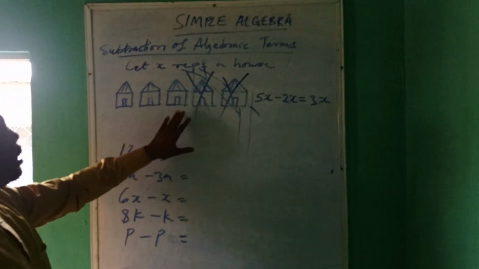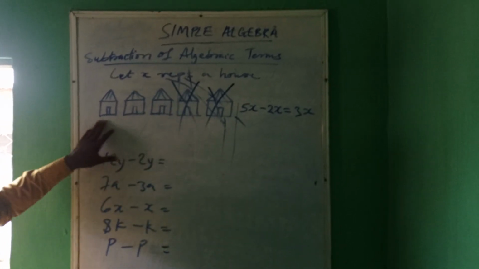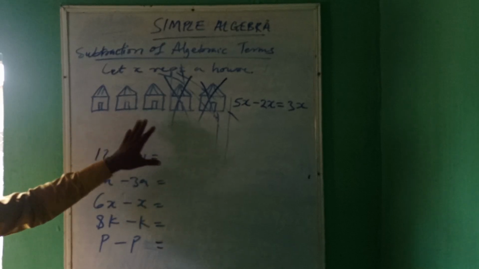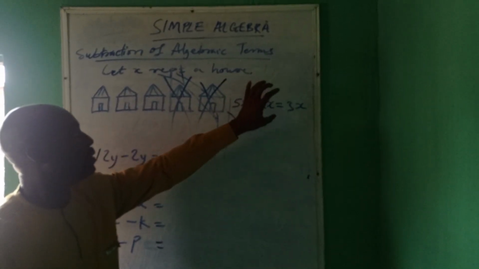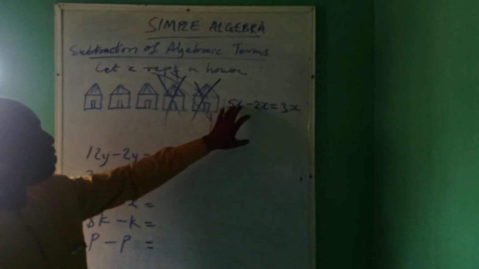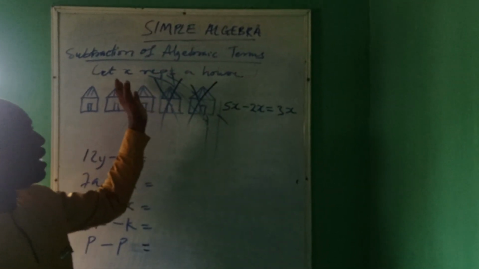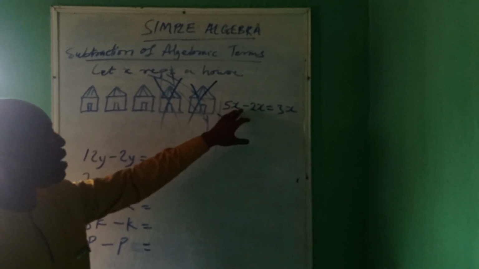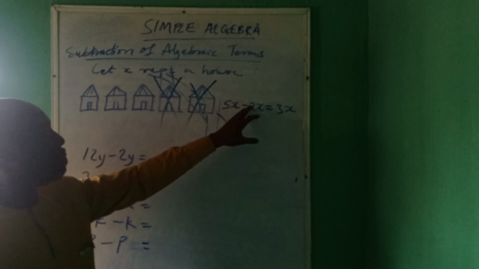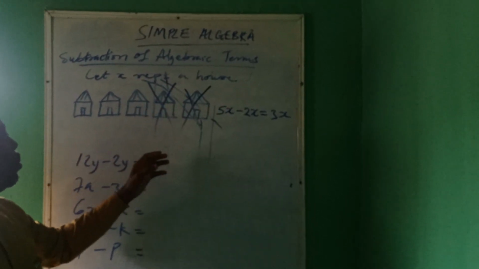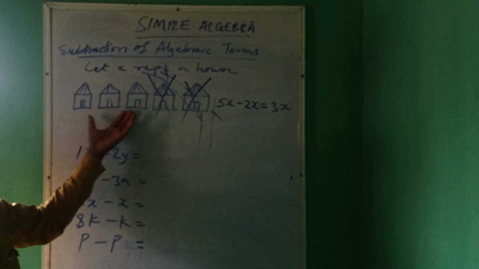What we have left now are what? 3 houses. This is a practical example of this algebraic representation. So we have 5 houses. We said let x represent houses. We have 5 houses minus 2 houses. These two have been pulled down. What is left are 3 houses.